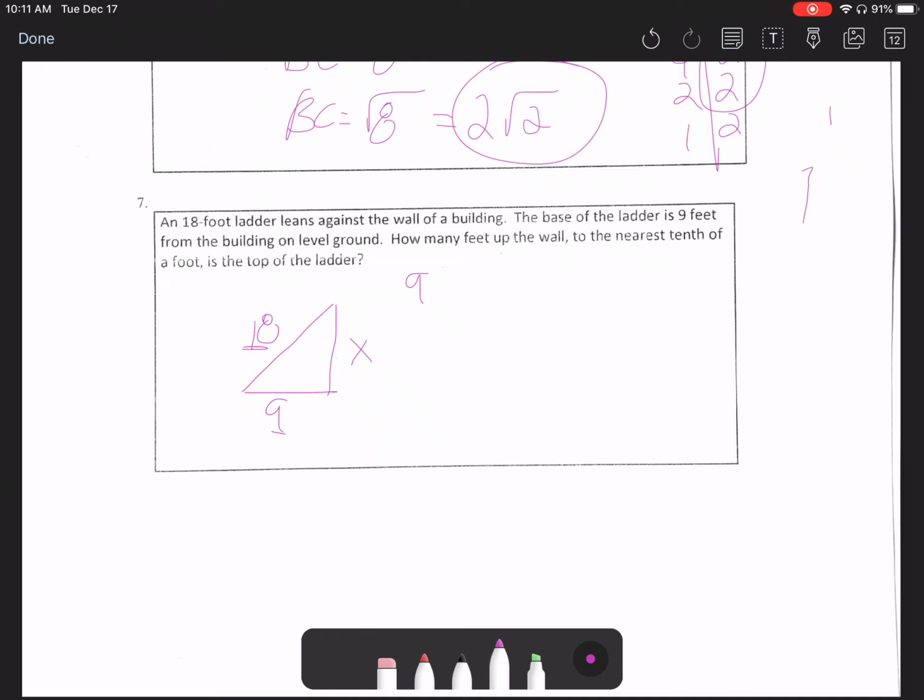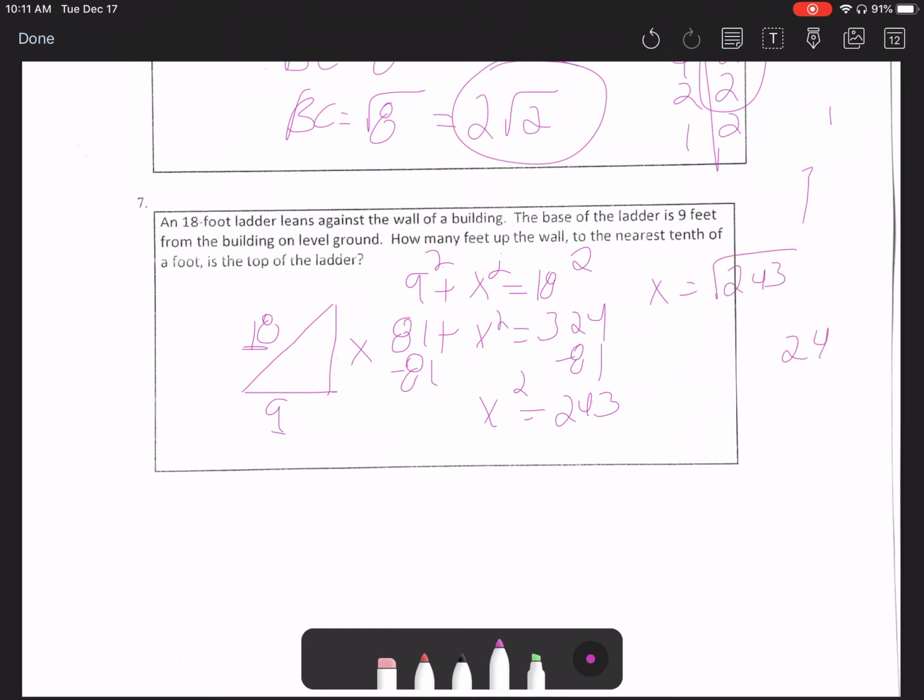So this is going to be 9 squared plus x squared is equal to 18 squared. 9 squared is 81 plus x squared. 18 squared is 324. Okay, I subtract 81, subtract 81. I have x squared equals 243. X is equal to the square root of 243.